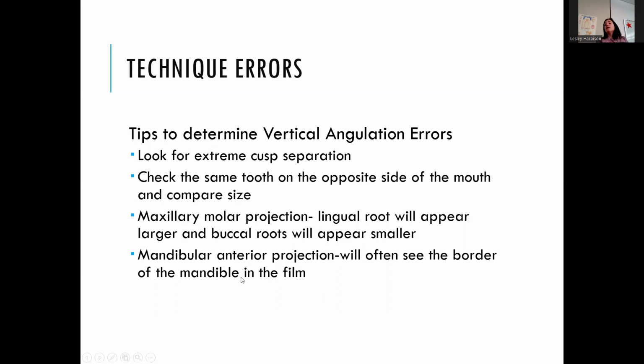And then with mandibular anterior projection, you will often see the border of the mandible in the film. A lot of times you'll get different anatomy, like you'll actually see the border of the mandible. And you might get some just black area, where you see that the bone has just ended at the jawline.